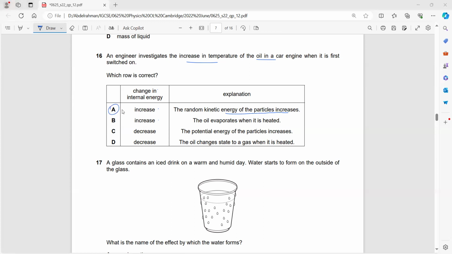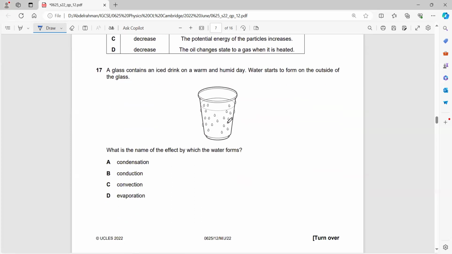Question 17. What's the name of this effect? The water as it condenses, literally condensation. It condenses around the cup.